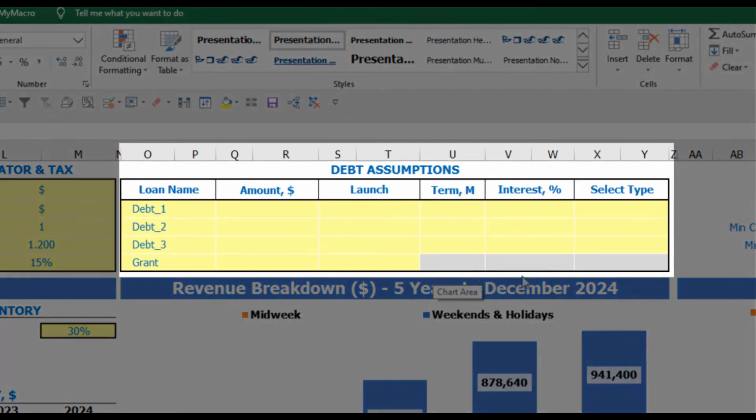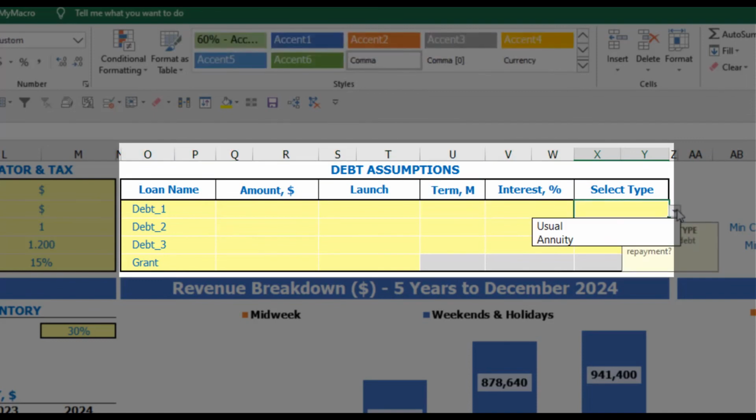Also on the top of the dashboard you have debt assumptions. Let me show you how it works. So for each debt you are able to select the debt type. There are two debt types in the model, which are annuity and usual. Annuity means that each monthly payment, which consists of your debt repayment plus interest expenses, will be equal each month. In case you select usual, your main debt repayments will be equal parts and interest will be just interest on the debt's closing balance.